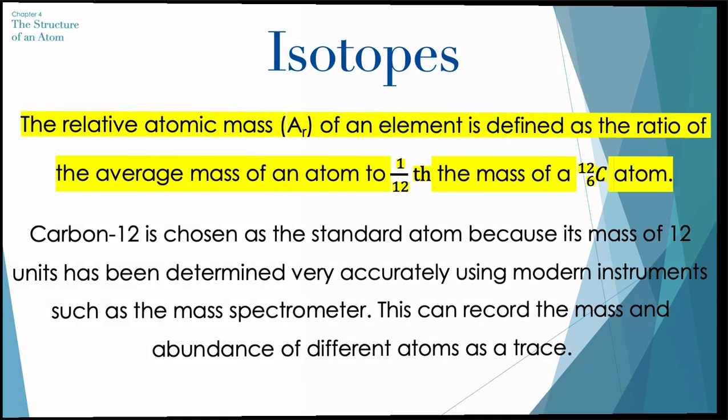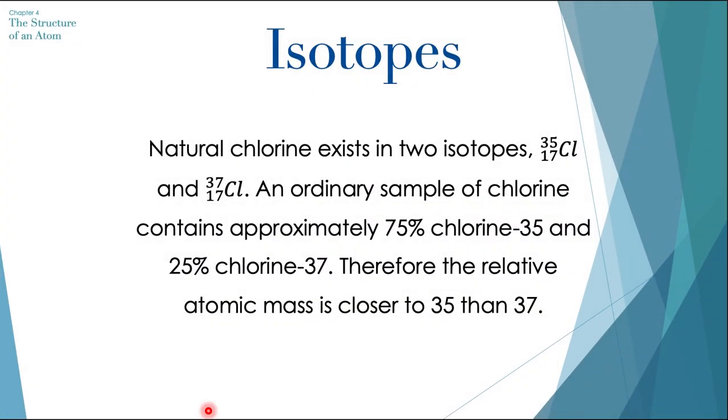So for example, natural chlorine exists in 2 isotopes, chlorine-35 and chlorine-37. Chlorine-35 is the stable isotope, the one which is written in the periodic table, and chlorine-37 has a different neutron number. An ordinary sample of chlorine contains approximately 75% chlorine-35 and 25% chlorine-37. Therefore, the relative atomic mass is closer to 35 than 37.